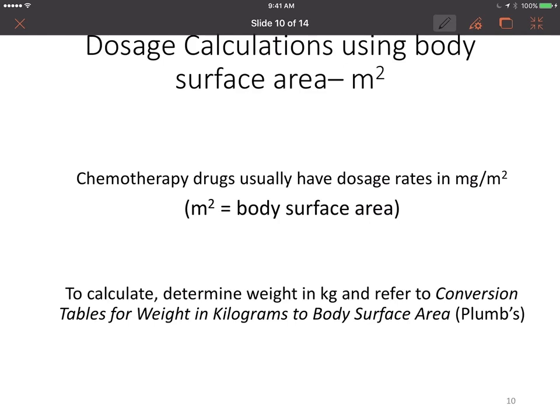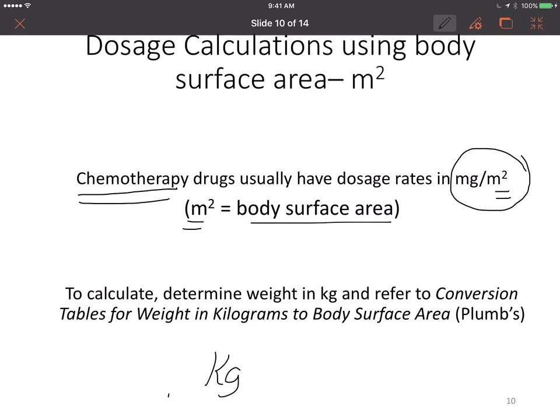Sometimes drug dose rates use body surface area instead of weight. Oftentimes, chemotherapy drugs have dosage rates that are in mgs per meter squared instead of mgs per kilogram. Sometimes you'll see other drugs that use meters squared instead of kilograms as well. So meter squared refers to body surface area, and to figure this out, we first determine the weight in kilograms of an animal, and then we go to a conversion chart and look up the body surface area for that particular weight in kilograms. There's one in Plumb's that you can use. It's called Conversion Tables for Weight in Kilograms to Body Surface Area, and that can be found in the appendix.